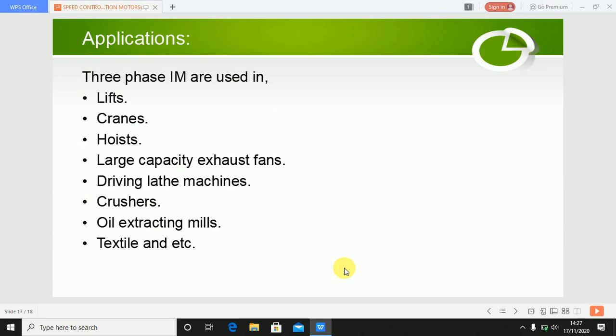And then moving on to the applications, as we all know, three-phase induction motors are used in many applications such as traction, lifts, cranes, and driving lathe machines, crushers, oil extracting mills, textiles, etc.